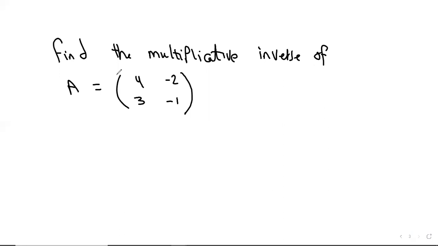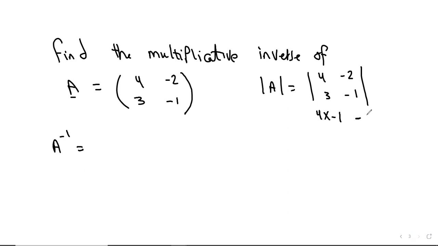Find the multiplicative inverse of the matrix A. How can we get the multiplicative inverse of the matrix A? We call it A -1. Find the determinant of A firstly. What is the determinant of A? It's 4, -2, and 3, -1. Multiply the main diagonal, 4 times -1, minus 3 times -2. So 4 times -1, it's -4. Negative times negative here, it's positive. 3 times 2, 6. -4 plus 6, 2. So it will be 2.